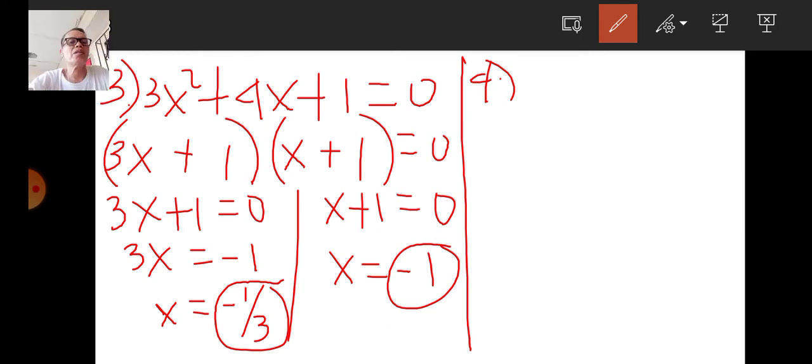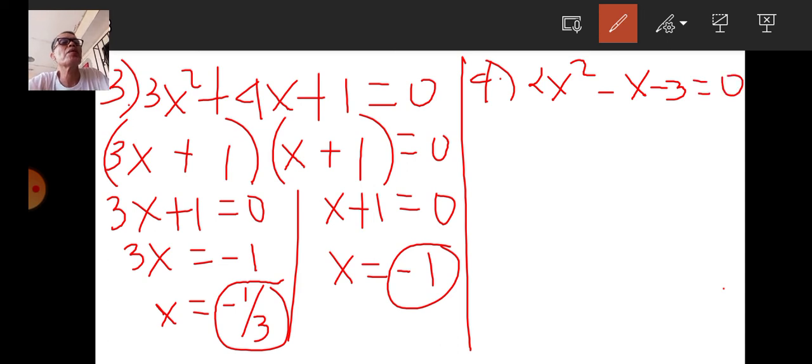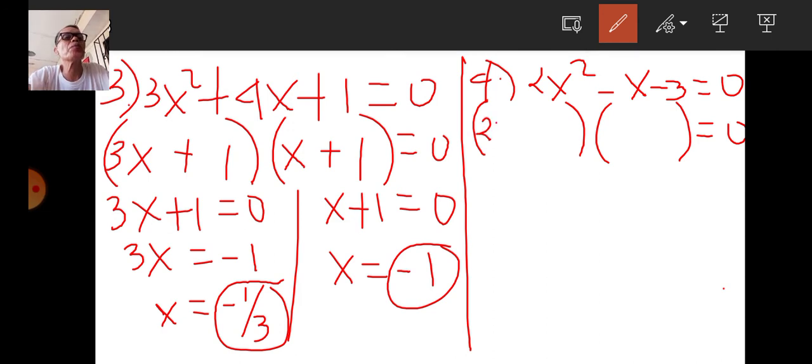Okay, another example. For example, we have 2x squared minus x minus 3 must be equal to 0. So, factoring out. So, the factors of 2x squared is 2x times x. Then, it must be 3, 1. So, since the middle term is negative, this must be negative 3, this must be positive 1.